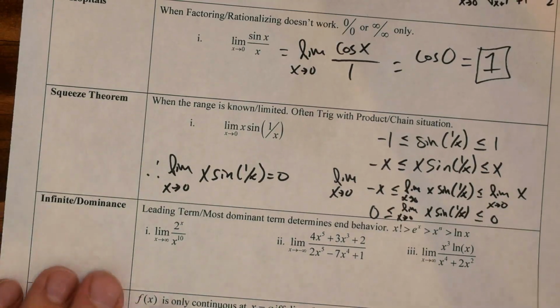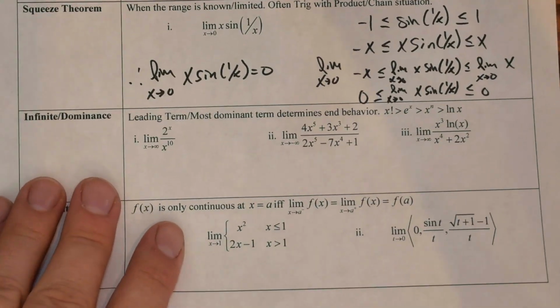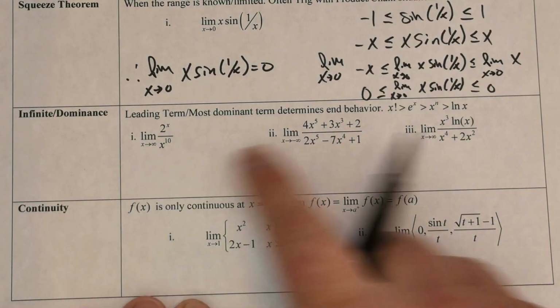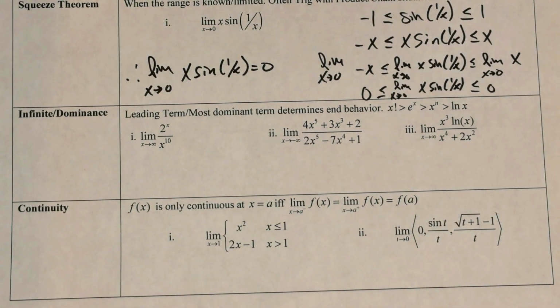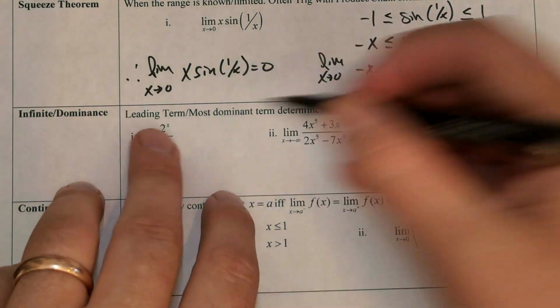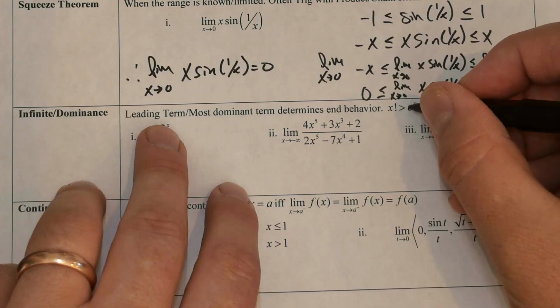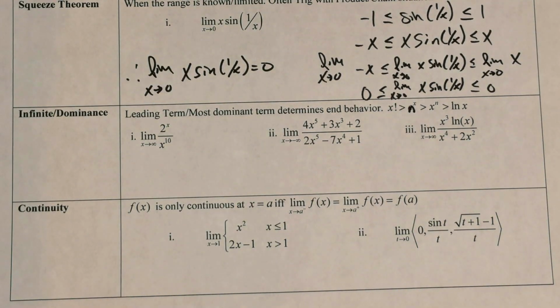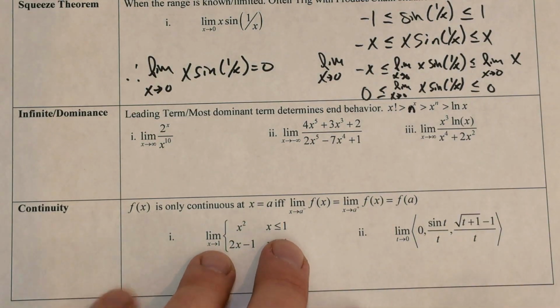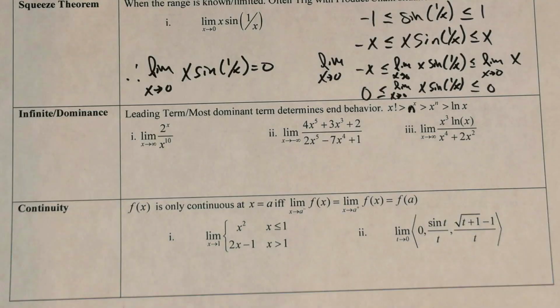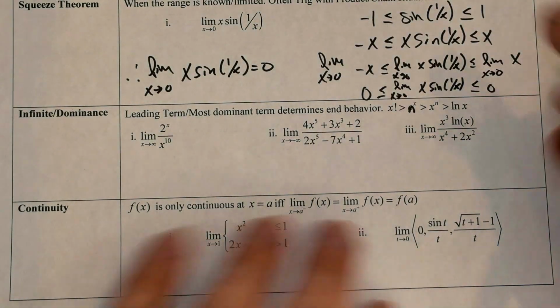All right, leading term, most dominant term. This has to do with horizontal asymptotes and some infinite limits. This first one, again, we just need to remember, I forgot to change this one over. This should be any base to the power x. Any base to the power x, right? Because the amount of multiplications will be huge.